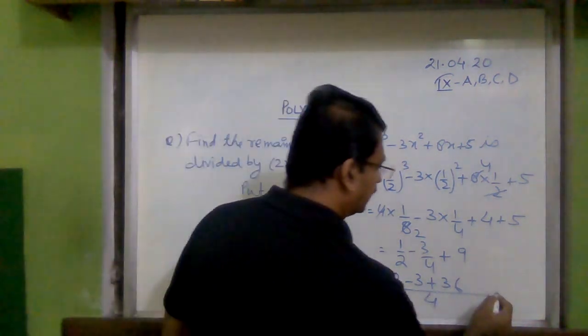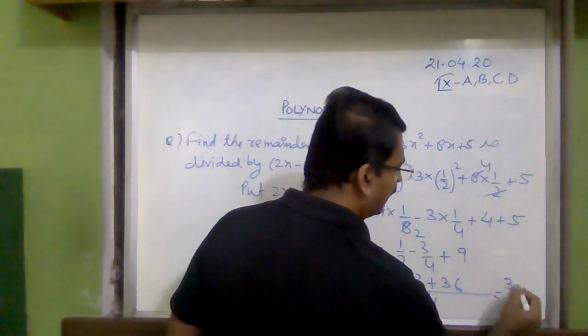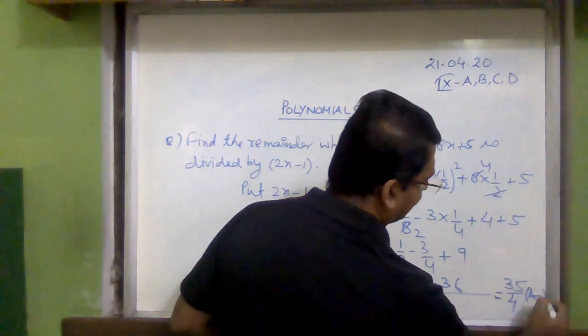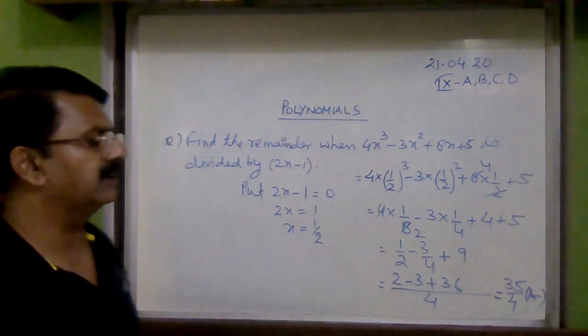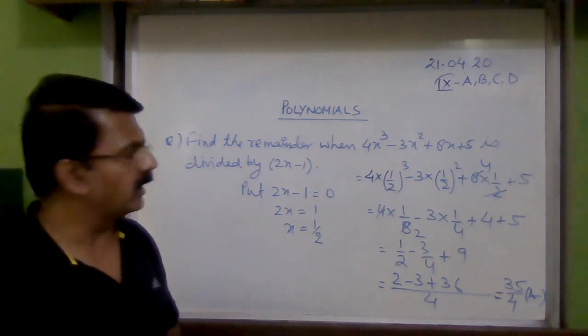Okay. So it is 36 plus 2, 38 minus 3, 35 by 4, and that is your answer. That is the remainder. The remainder is 35 by 4. Clear? One more question.